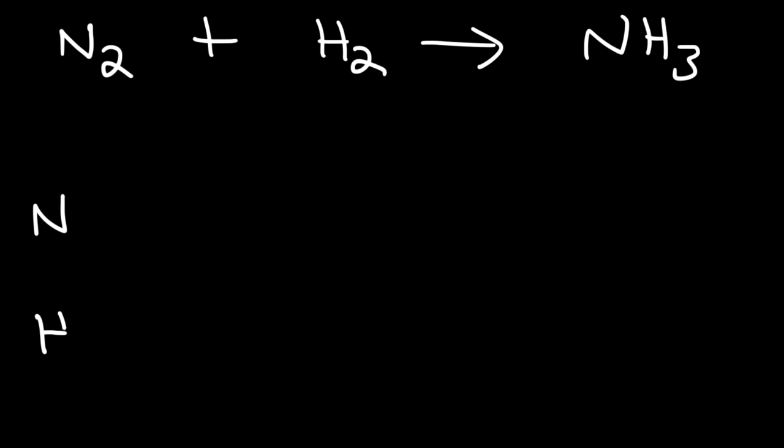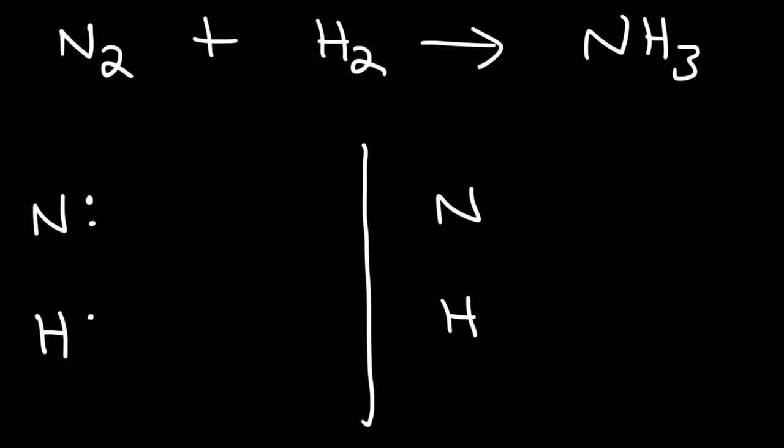So let's make a list of the atoms that we have on the left side and on the right side. On the left side, we can see that we have 2 nitrogen atoms. We also have 2 hydrogen atoms. On the right side of the equation, the product side, we only have 1 nitrogen atom, but we have 3 hydrogen atoms. So what do we need to do to make the atoms equal on both sides of the equation?